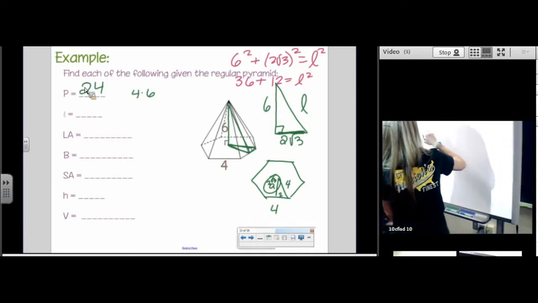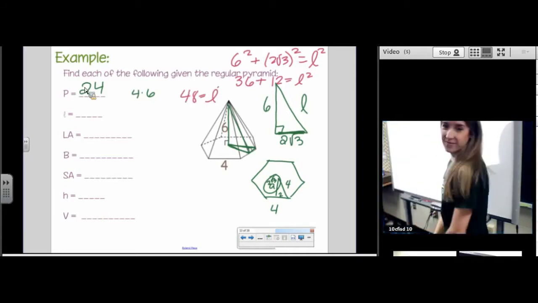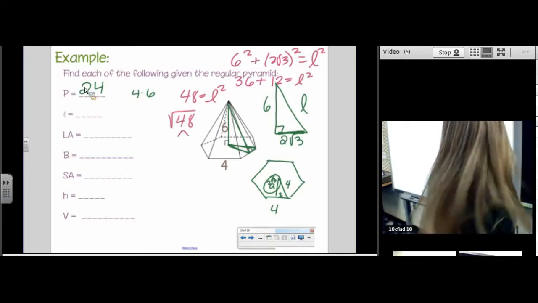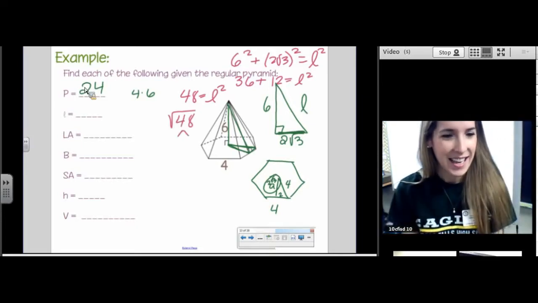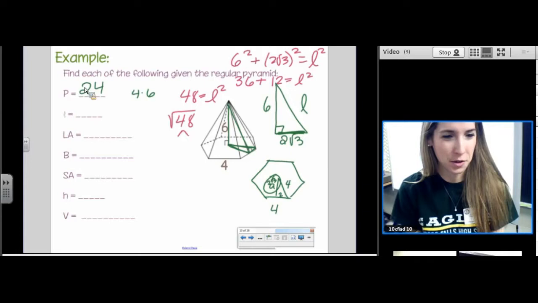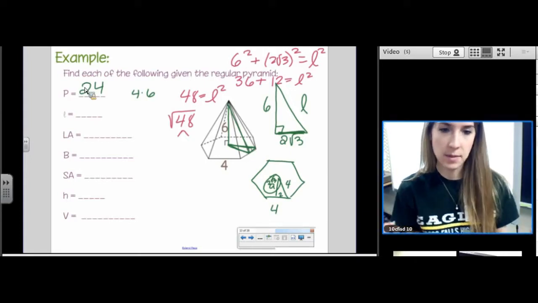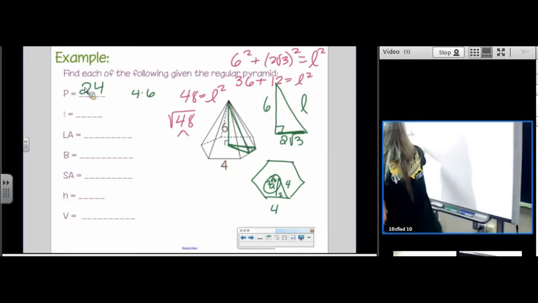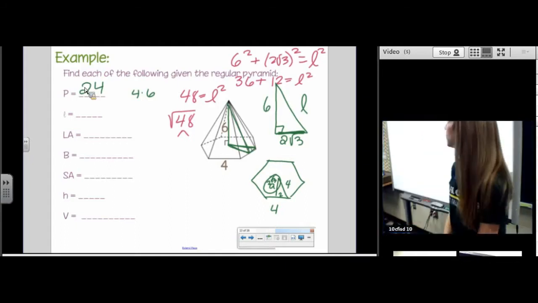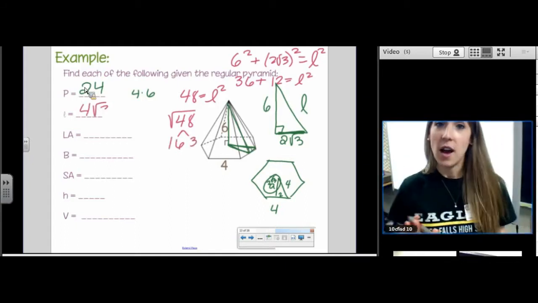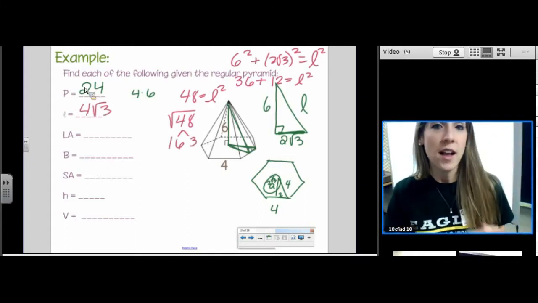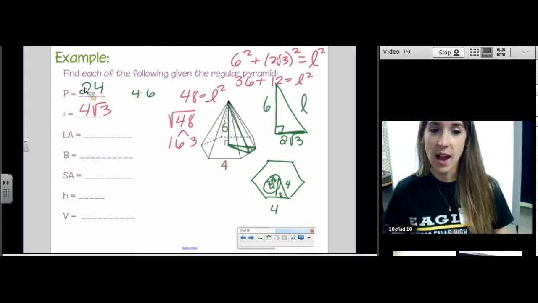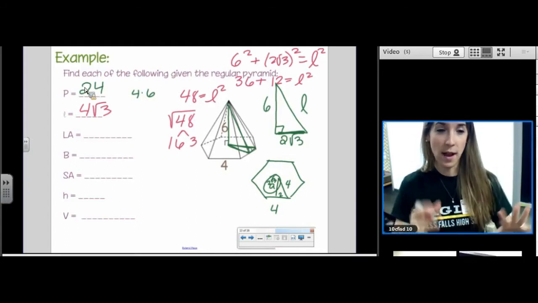equals slant height squared. How do you undo squaring something? You square root it. So it's the square root of 48. And what does that reduce to? 48 is 16 times 3. 16 is a perfect square. It's 4. So the slant height is 4 root 3. I'm telling you guys, I do the toughest ones in the notes. That way your homework seems easy. I know this is tough, but we've gotten through the brunt of it.